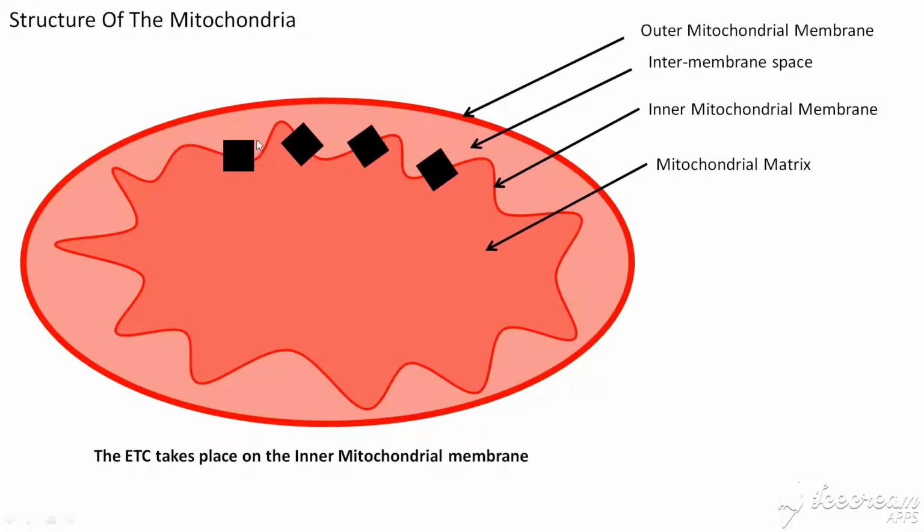Now, located on the inner mitochondrial membrane, there are going to be these proteins or complexes that are going to be responsible for the process of the electron transport chain. So it's important to know that the electron transport chain is going to take place on the inner mitochondrial membrane.